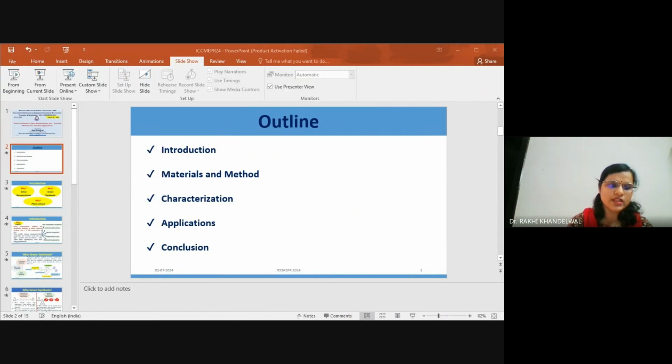So, namaskar to all the respected dignitaries and dear participants. I, Dr. Rakhi Khandelwal, Assistant Professor, Government Mahila Engineering College, Ajmer, Rajasthan, am now presenting my paper on green synthesis of silver nanoparticles, an eco-friendly method and versatile application. My paper ID is 091 and I have a total of 15 slides. So, here is the outline of my presentation, which includes introduction, materials and method, characterization, applications, and conclusion.